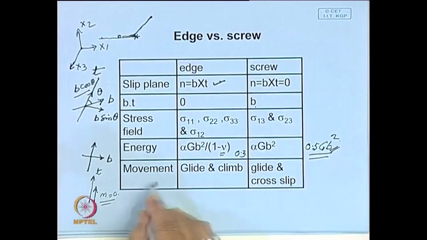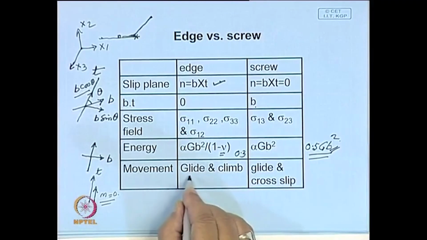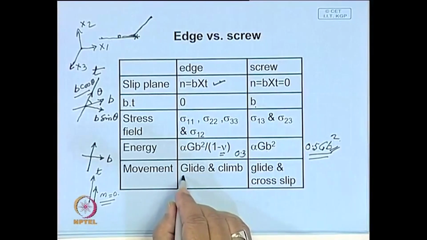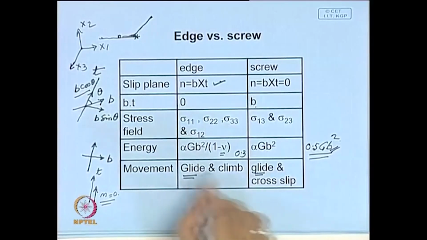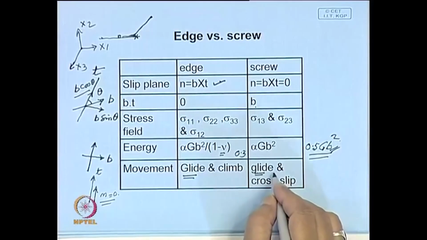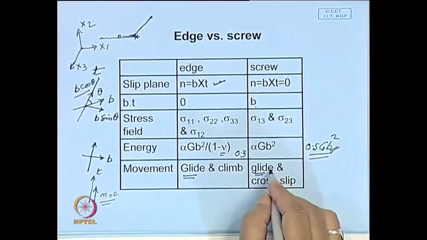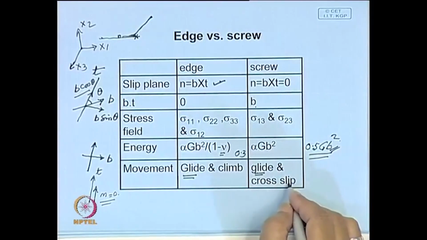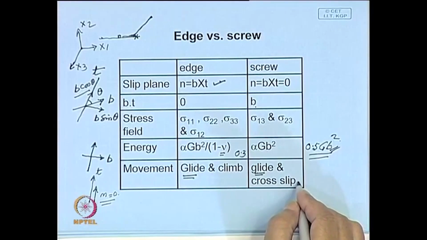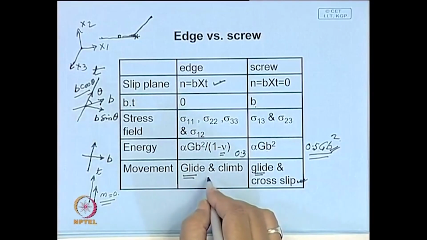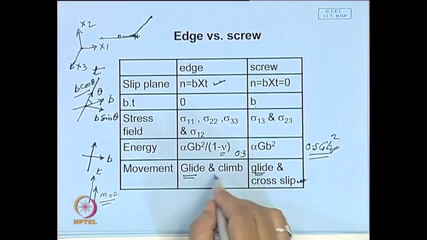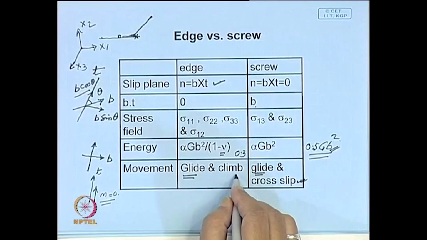Now, about dislocation movement, we said that primary movement is glide through slip. Both edge and screw can glide, but screw dislocation can glide not only on the present slip system, it can cross slip onto another slip system also, which edge dislocation cannot do. But edge dislocation has another type of movement, which is through interaction with vacancies.